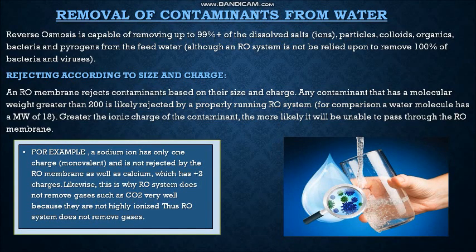It can pass easily, but the greater the ionic charge of the contaminant, the more likely it would be unable to pass through the RO membranes. For example, a sodium ion is monovalent with charge +1 and it is not rejected by the RO membrane, as well as a calcium ion with +2 charge is not rejected. Likewise, RO membranes also do not remove carbon dioxide, and that is why they do not remove gases.